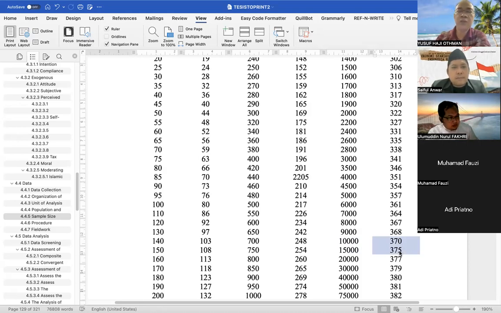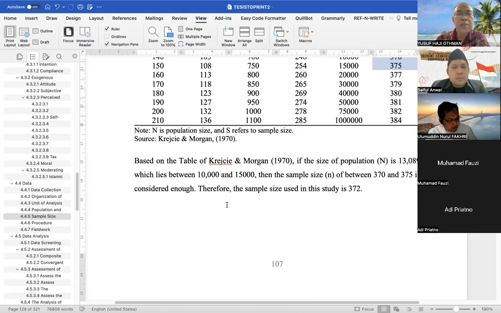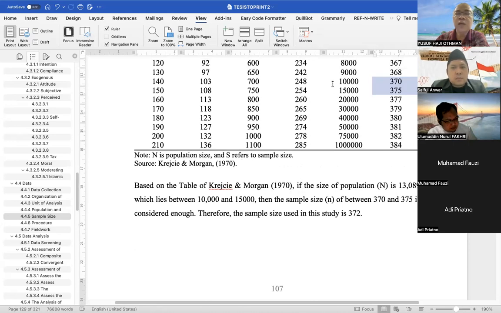You can choose 372, 373, or you can choose 375. The more, the better. So I said, based on the table of Krejcie and Morgan, if the population size is 13,089, which lies between 10,000 and 15,000, then the sample size should be between 370 to 375. So the sample size is 372. Why 372? Just a number between these two. I could choose 373, 374 is still all right. Okay, I hope that answers the question.